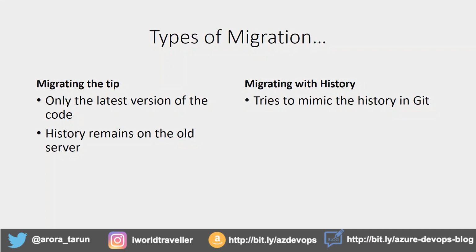There are two kinds of migration that can be done. We'll discuss both the migrations and weigh the pros and cons of both approaches. Then we'll look at a demo of how to actually do the migration. Now there are two types of migration. The first type is called migrating the tip.